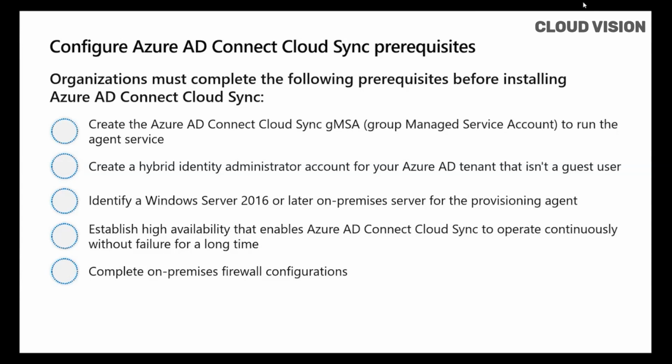Now, if you have any firewalls or proxy servers that might be blocking the communication from the servers installed on-premise to the Azure Active Directory tenant, you have to make sure that you make those exceptions in your firewalls and proxy servers so that it does not block any communication from the on-premise servers to your Azure data centers.